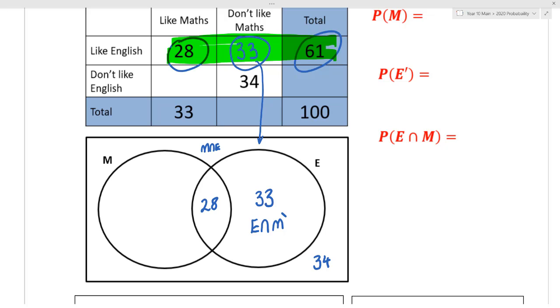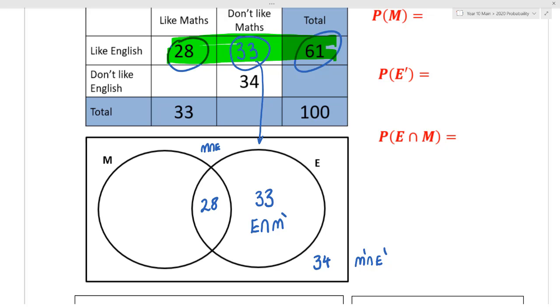Yep, absolutely. You could say that they don't like maths, they don't like English. Or we could write other things as well. We could say the union of maths and English, and not that. There's quite a few things, but let's just stick to intersections.